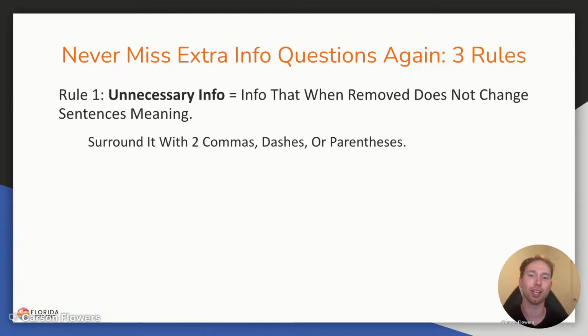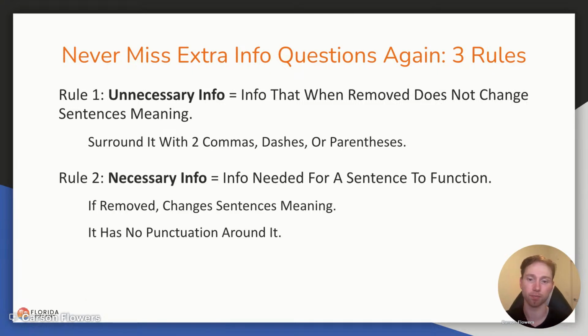So the first rule is you've got to understand what unnecessary information is. Basically, it's information that, when removed from a sentence, does not change the sentence's meaning. When you realize it's unnecessary, you want to surround it with punctuation. It could be two dashes, two commas, or two parentheses. That's unnecessary info.